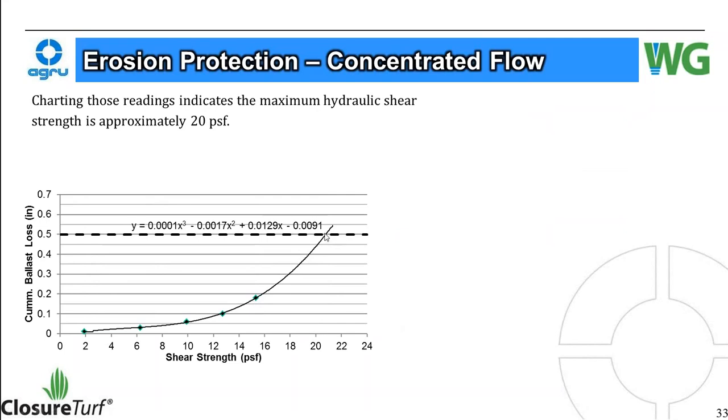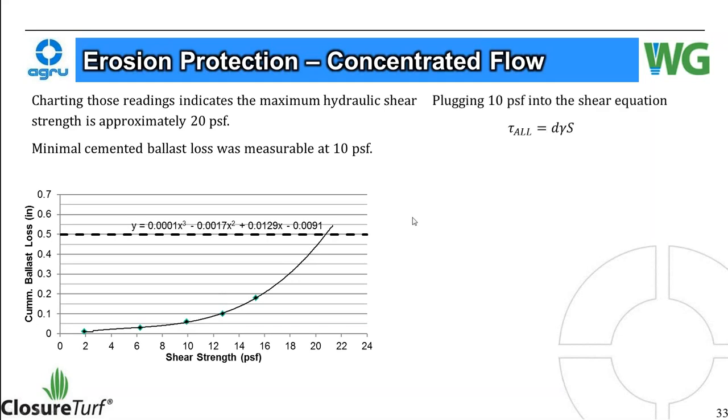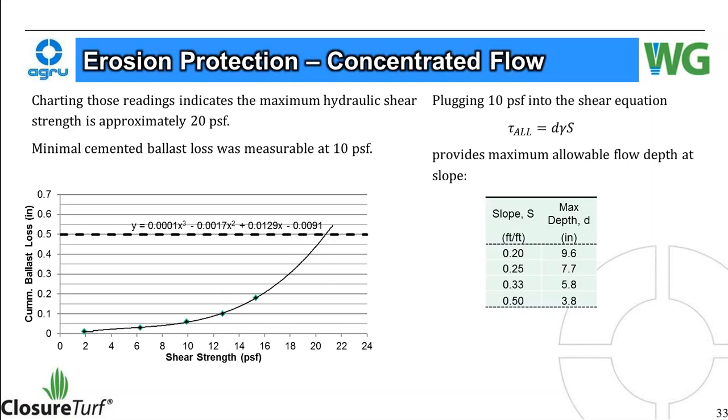The testing apparatus was not able to test the product up to its failure point, so we're projecting up to about 20 psf as its maximum hydraulic shear. Minimal ballast loss was measurable at, say, 10 psf of shear strength here, or 0.05 inches of cumulative loss. So plugging that into our shear equation gives us maximum flow depths at slope of these, anywhere from almost a foot to 4 inches.